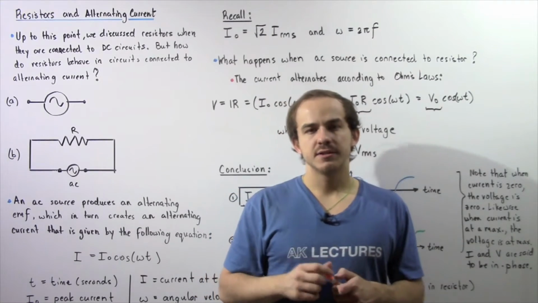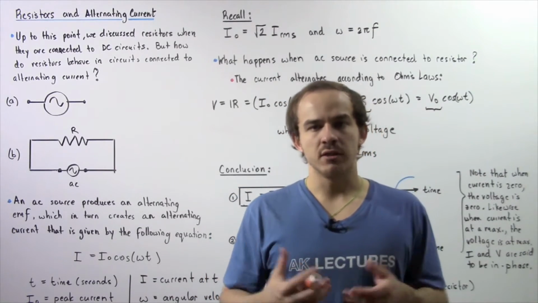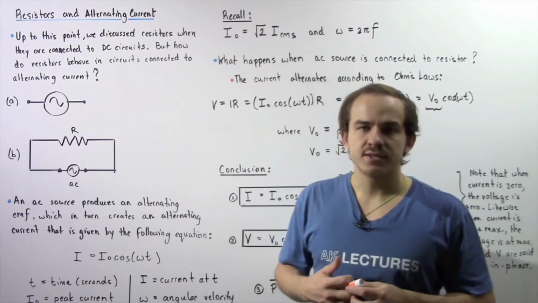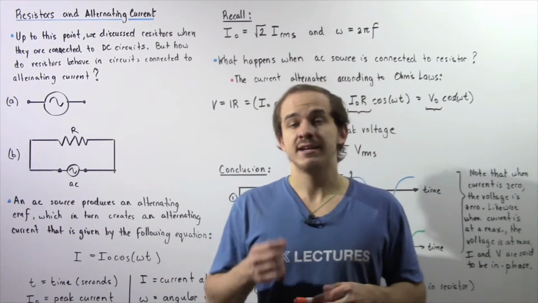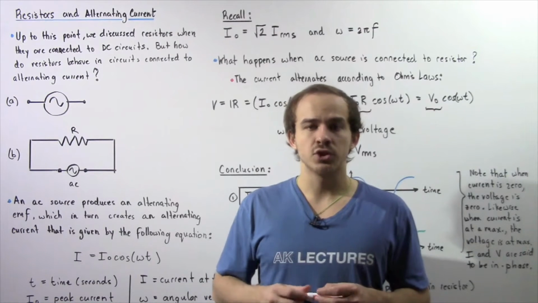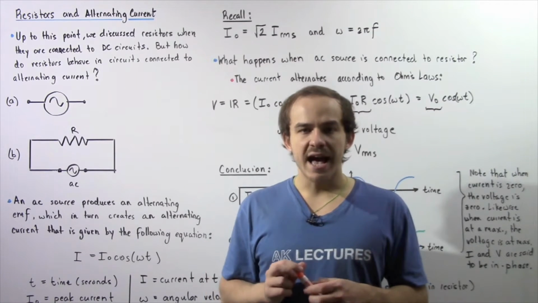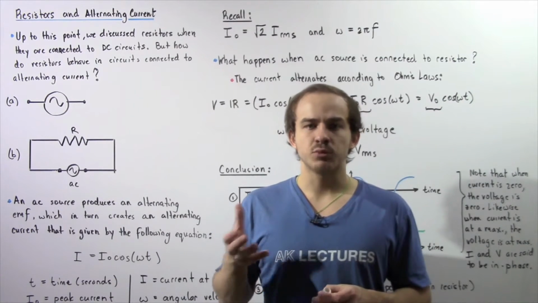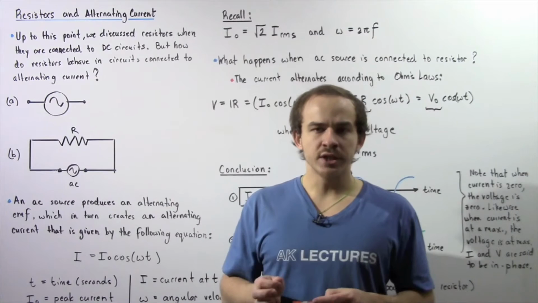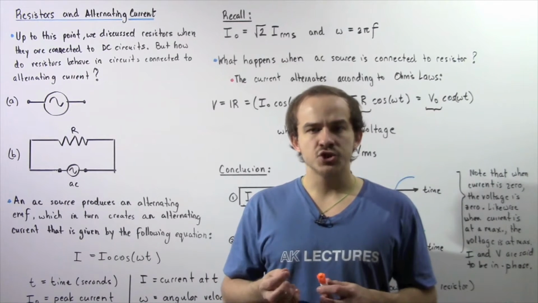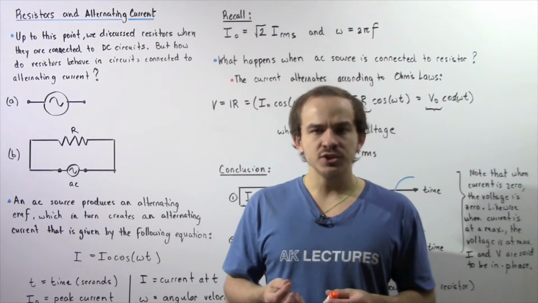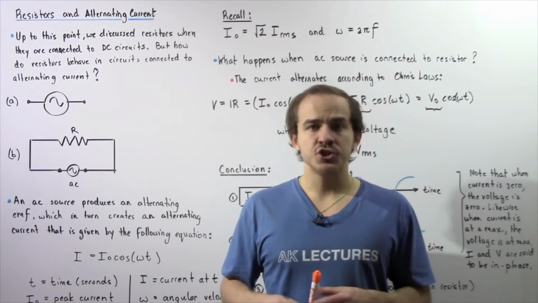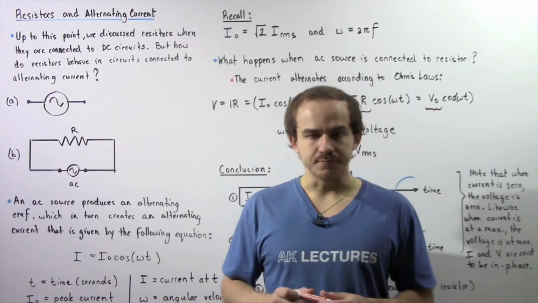As of now, in our discussion on resistors and electric circuits, we only really examined connecting resistors into circuits that carry a constant or direct electric current. Now let's examine what takes place within our resistor when we connect that resistor into a circuit that contains a voltage source that creates an alternating or changing electric current, a current that changes with respect to time.